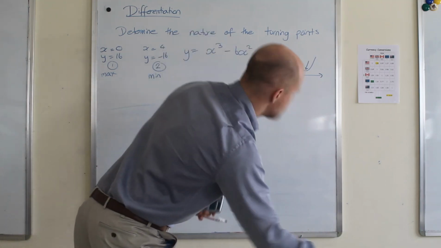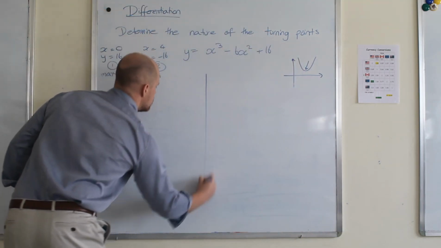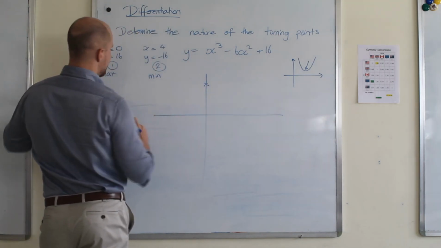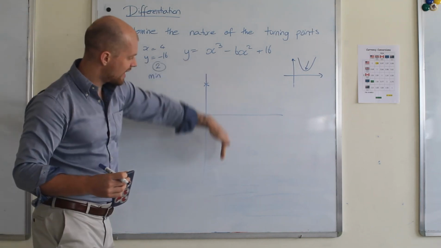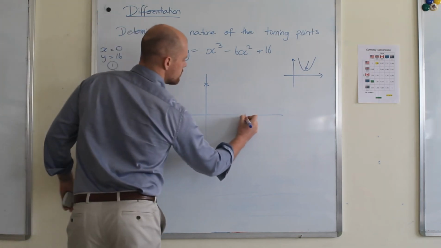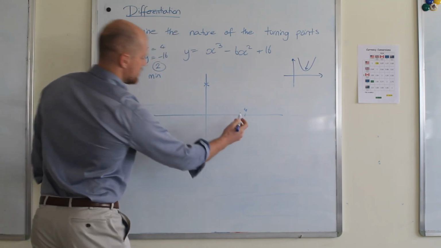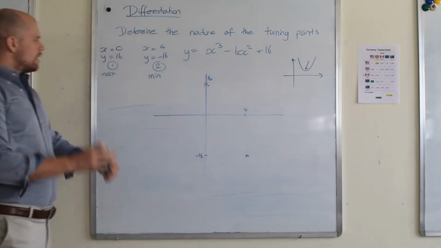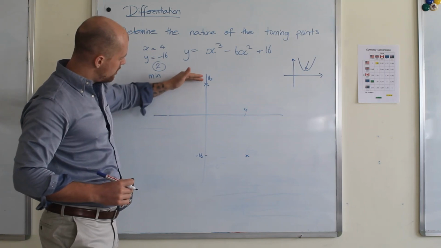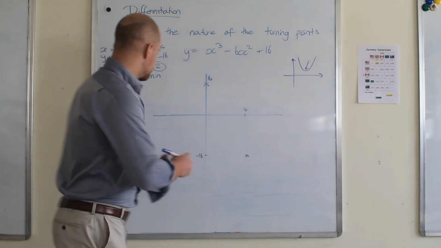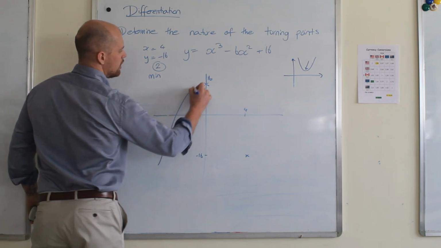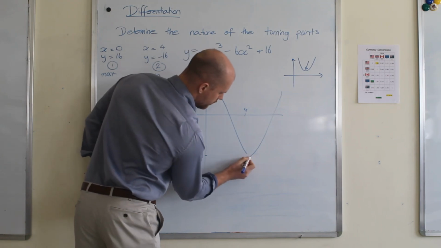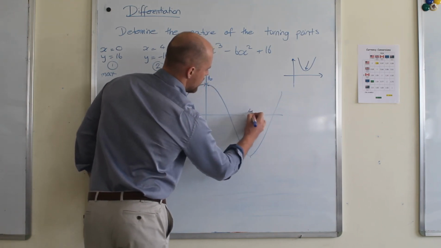It has to be a sketch, it's not exactly accurate. So at x equals 0, y is 16. We'll put that there at 16. That is a local maximum, which means it comes like that. At x equals 4, which is going to be here, y is minus 16, so that's going to be down here. And that's the minimum, so the graph comes up, comes back down, and then goes back up again. The graph looks something like that, where that there is 4.